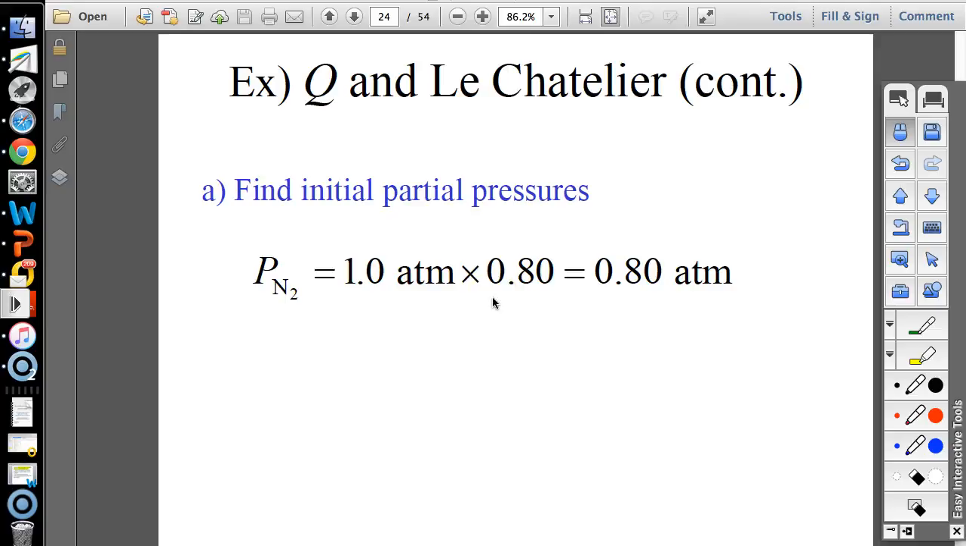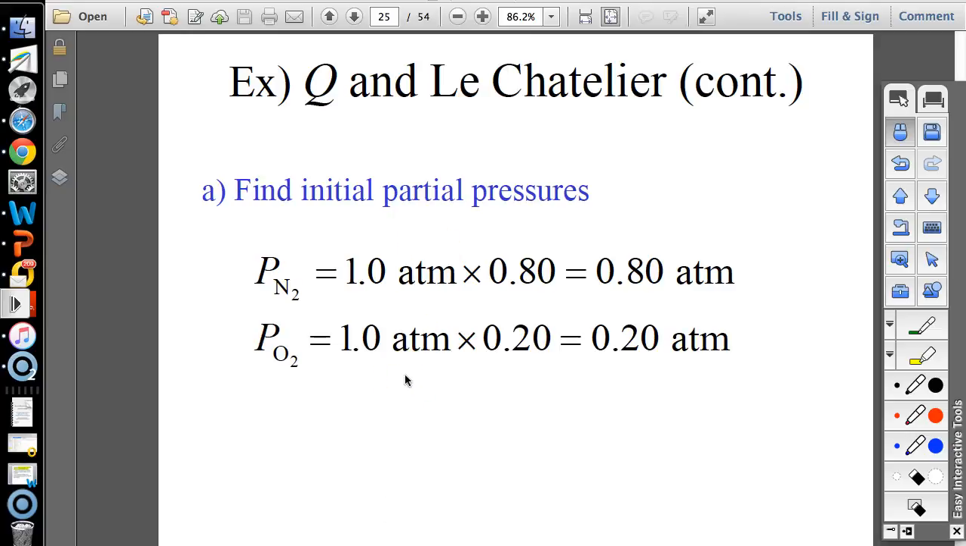The initial partial pressure for nitrogen: I have 1 atm and 80%. You totally need to write this down. You writing? Go team go. Is this already on paper? I don't think it is. So I just took the total pressure and multiplied it by the percentage. And then the oxygen is 20%, so I multiply 20% by 1 atm, and I get 0.20 atm.